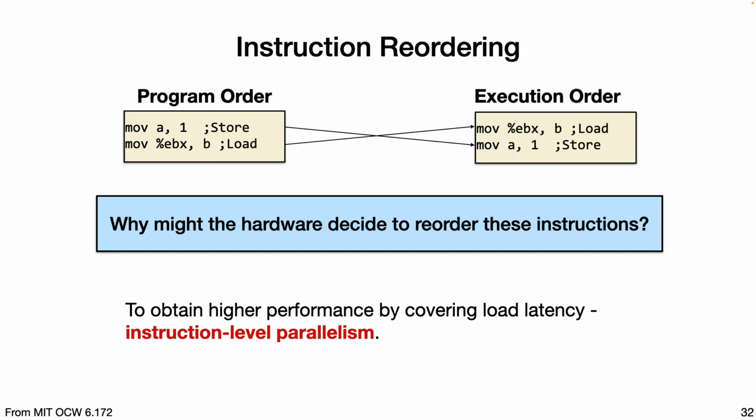If you're not using the value of A immediately, this is storing 1 into A, which is some value in memory, and the rest of the program does not use A. But you may use B later on in the program, and there's some load latency. So the faster you can issue the load, the faster you get the value. And so to cover the load latency and get instruction level parallelism, the machine might choose to do hardware instruction reordering.